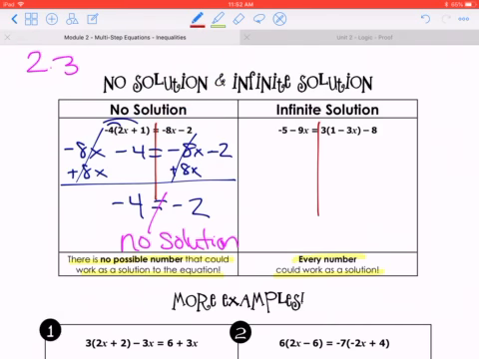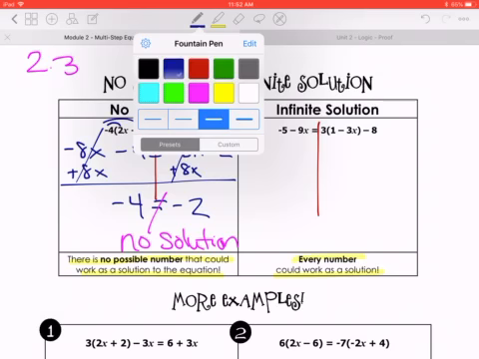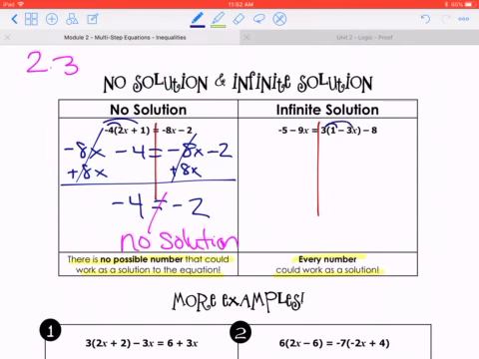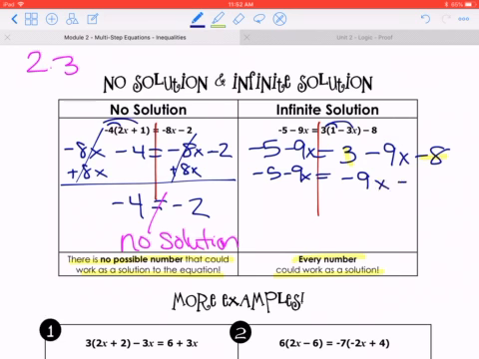Same thing, we're still going to solve our equation. We look for distributive property first, and we do have one. This side's going to stay the same: negative 5 minus 9x equals. Now I'm going to get 3 times 1, which is 3, and then 3 times a negative 3x gives me a negative 9x, minus 8. Step 2 is to look for combining like terms. This side stays the same. Over here, I have a 3 and a minus 8, so that simplifies to negative 9x minus 5.